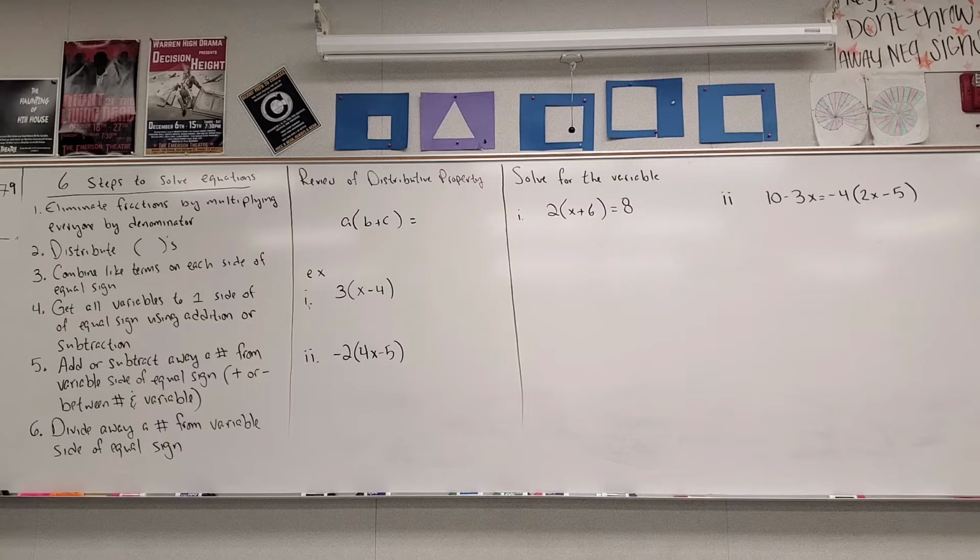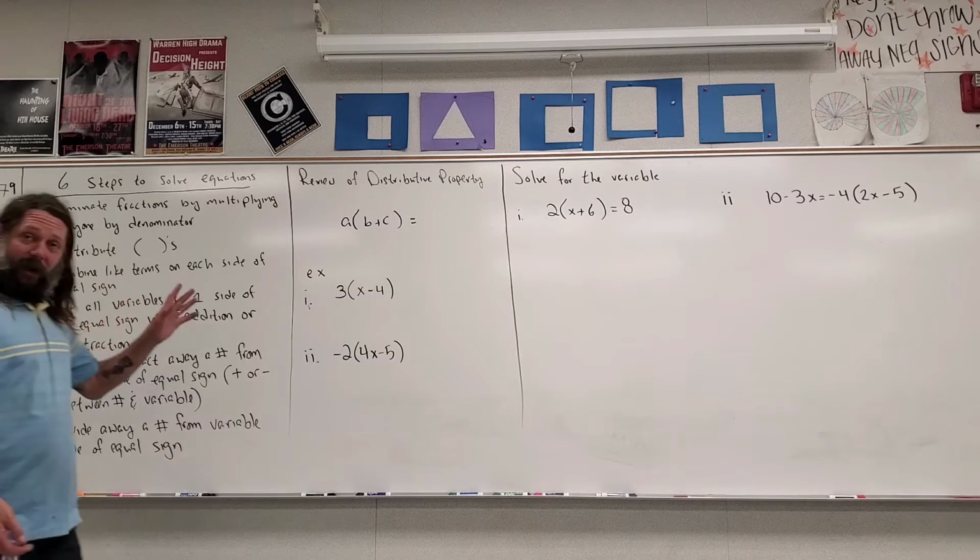Our fourth step is to get all variables to one side of the equal sign using addition or subtraction. Our fifth step is to add or subtract away a number from the variable side of the equal sign. And our clue is I have a plus or a minus between a number and a variable, and they're on the same side of the equal sign. And our last step is to divide away a number from the variable side of the equal sign. There's nothing between the number and the variable.